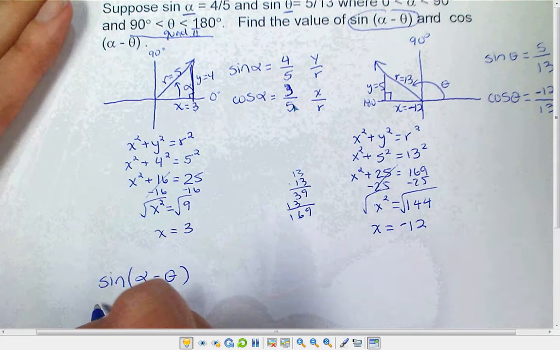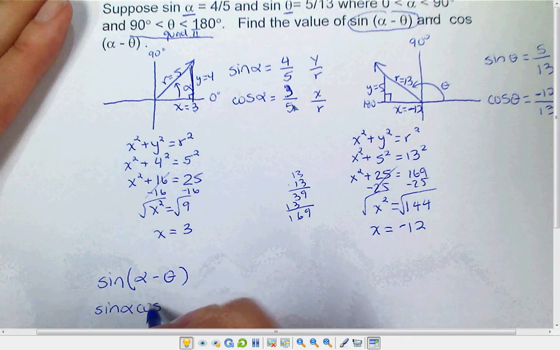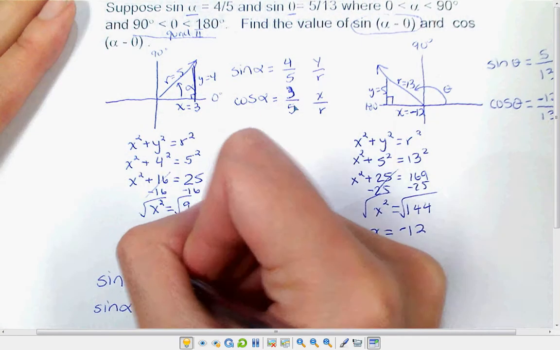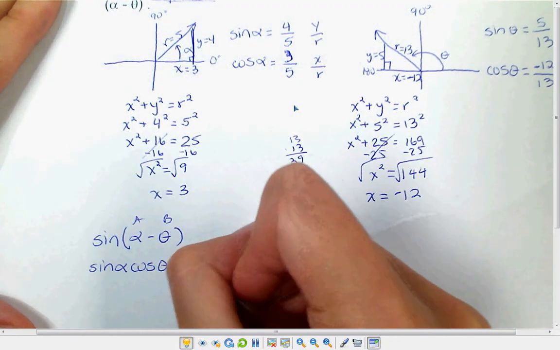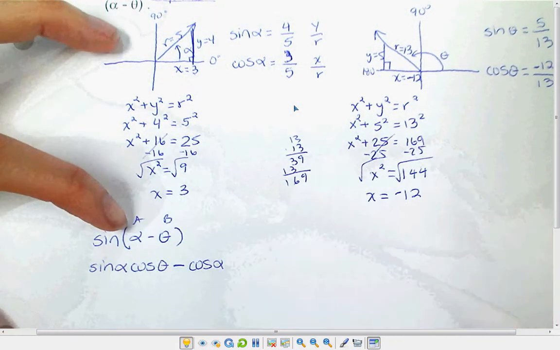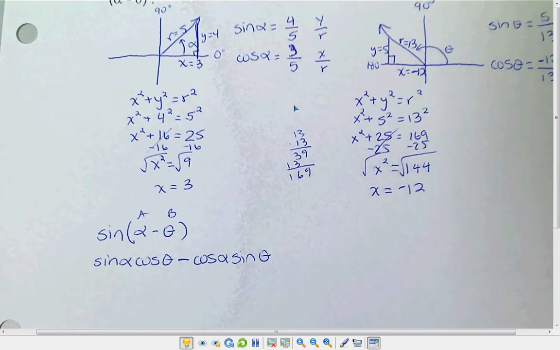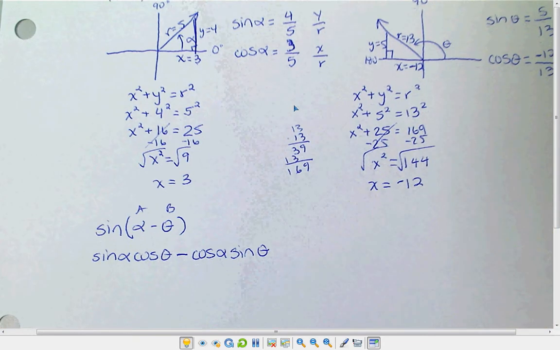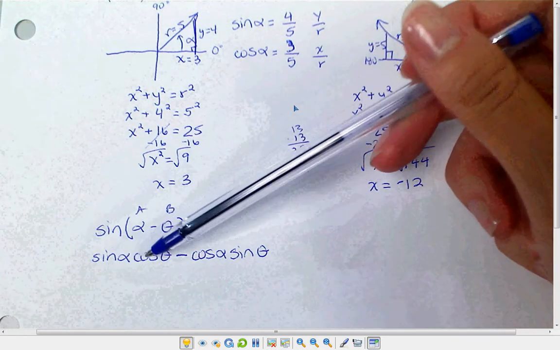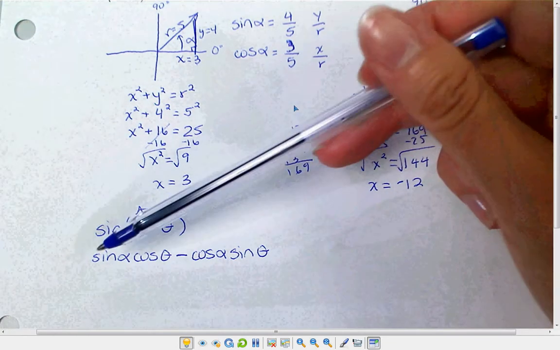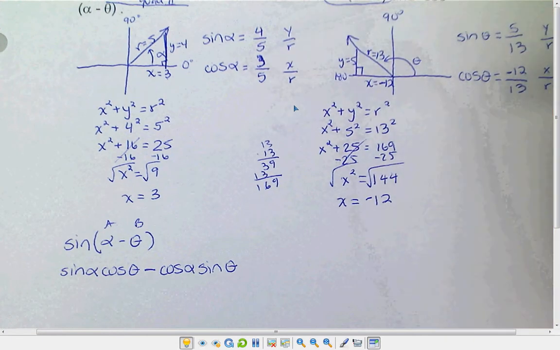So this is equal to sine of A, which is alpha, cosine of B, which is theta. So here's my A and here's my B. Minus cosine of A, which is alpha, and then sine of B, which is theta. And so we've already done most of the work for this problem because we found out what sine of alpha, cosine of theta, we know what all these are. So we're actually just going to go and look at what we found and plug it in.